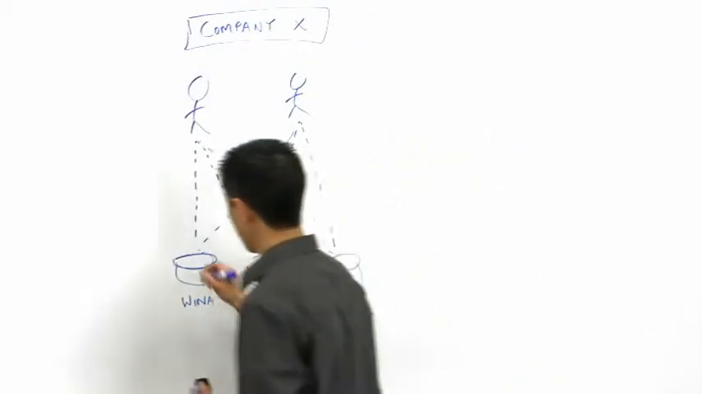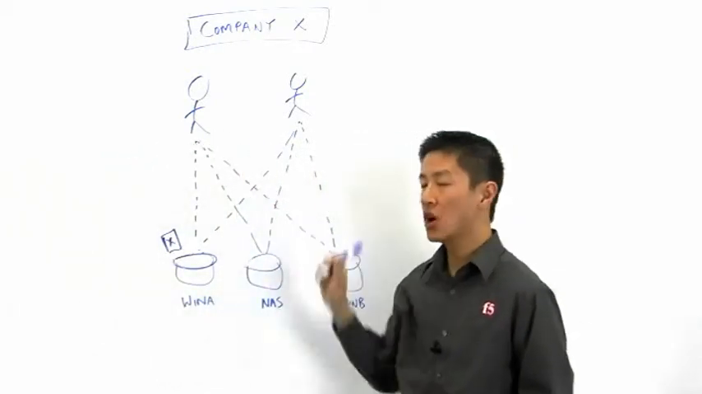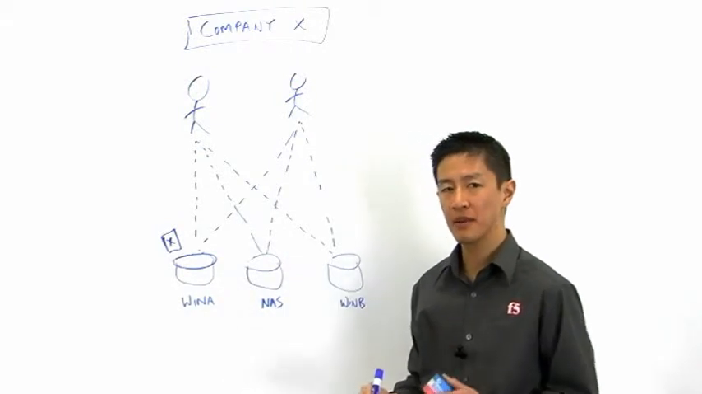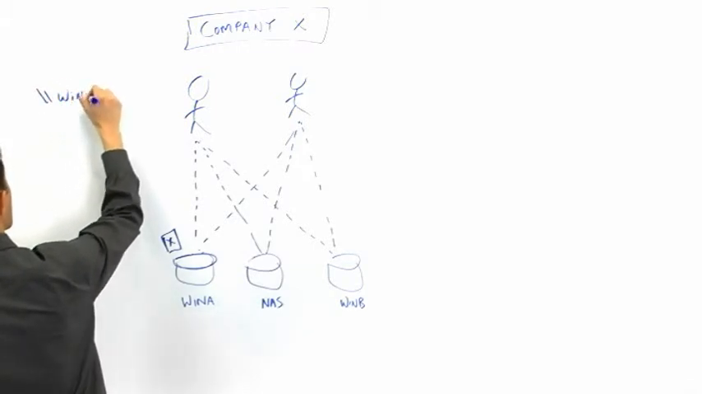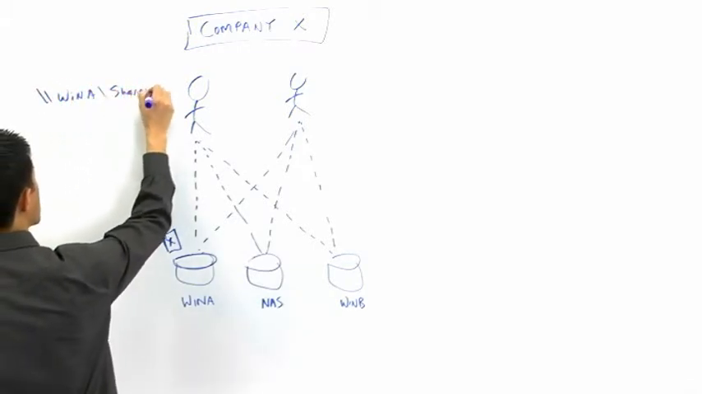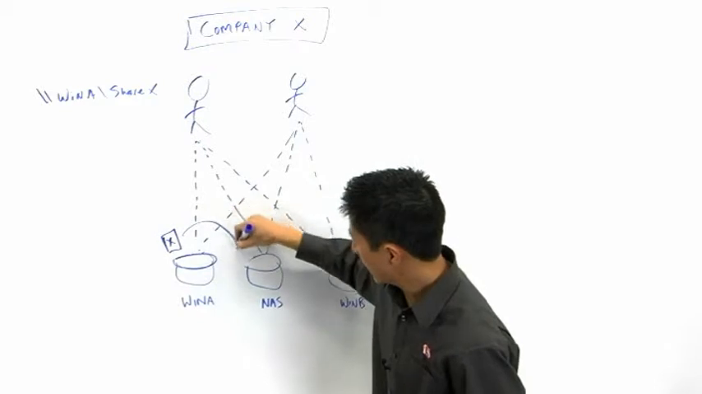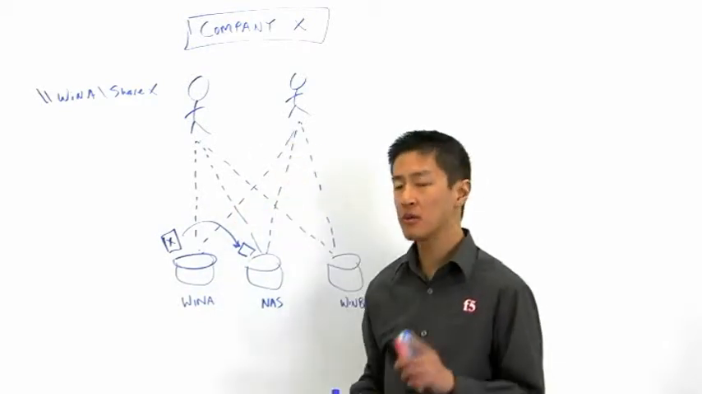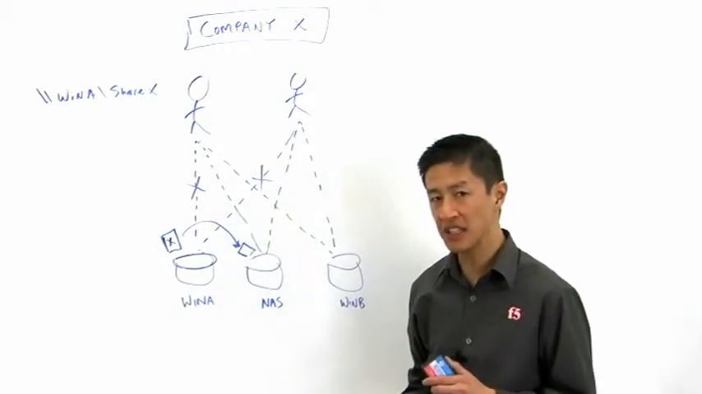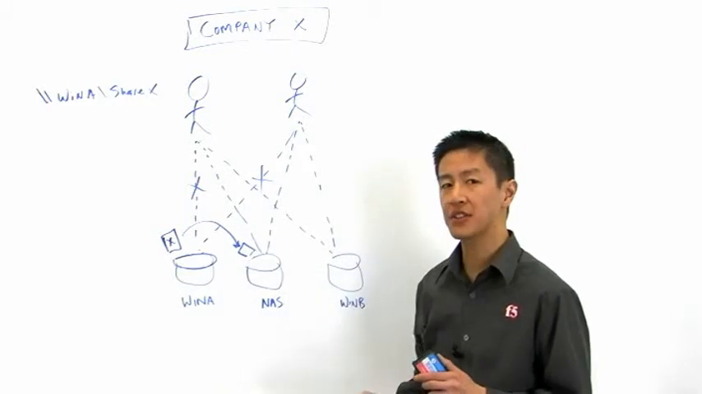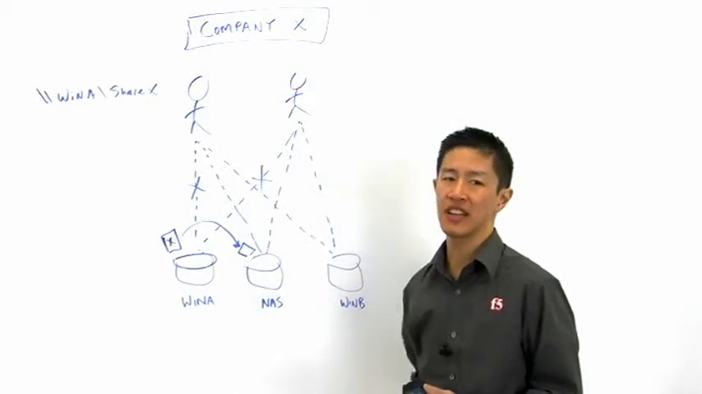So here we have a share X on Windows A. Our users all know to look for their data through a static map or a network mount, which we'll call Windows A share X. If we were to arbitrarily move share X to the new NAS device, we would break these static mappings and cause downtime. So as a result, every time we move data, we have to go back and reconfigure all of our client systems so that they know to look for the data at the new location.